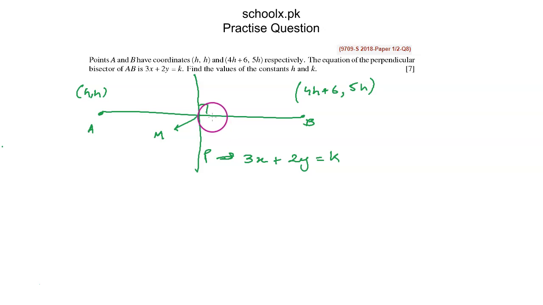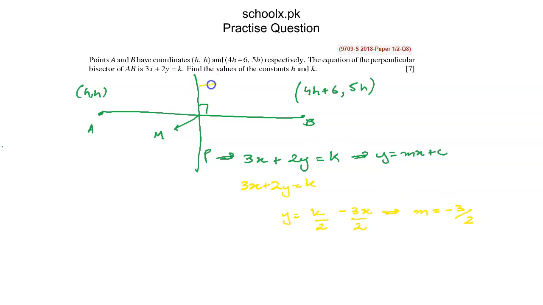Now first let's find the value of h. The value of h can be found by equating the gradient of AB. The equation of P is 3x + 2y = k. If I convert this into the standard form of the equation, which is y = mx + c, making y the subject, I'll get y = (k - 3x)/2. So the gradient of the perpendicular bisector is -3/2.